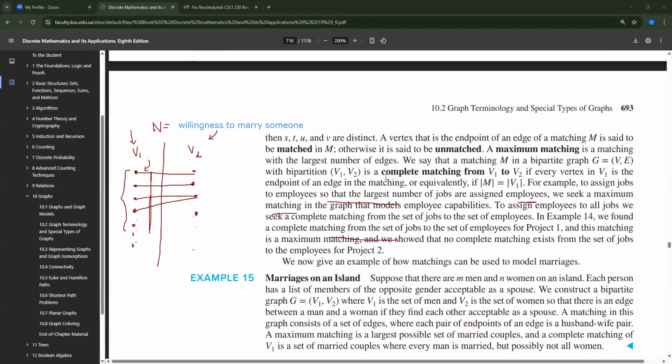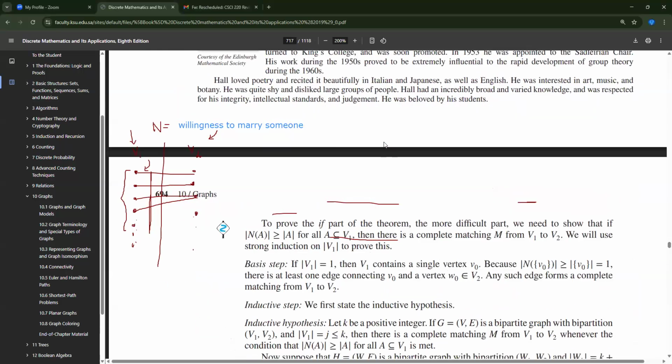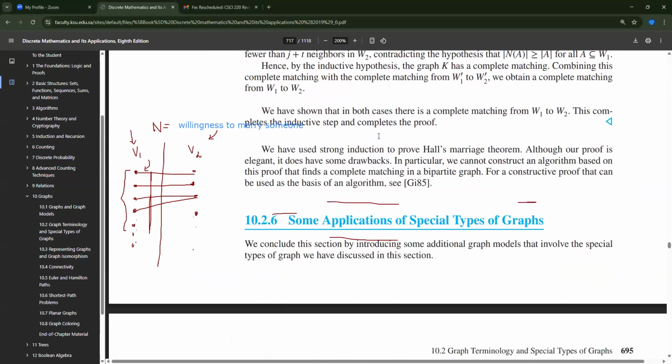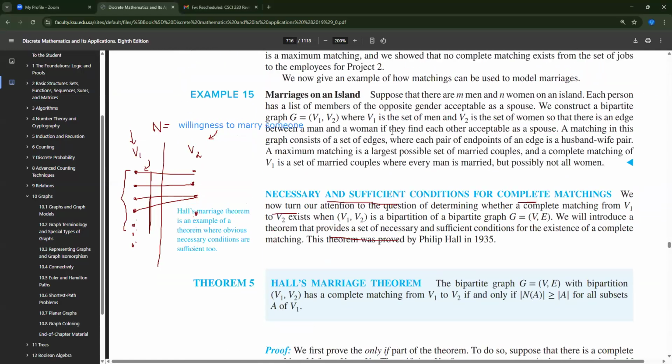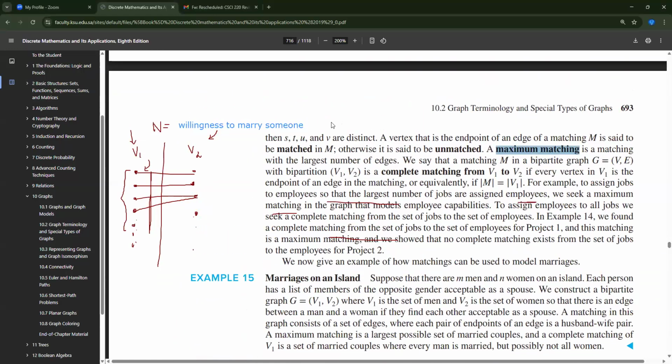Is it like a full bipartite or something? Or maximum matching? Yeah, I think that's it. Maybe max bipartite. Yeah, it has to be max. So what's the difference between a maximum matching and a complete matching? Hold on, let me read this. I see.